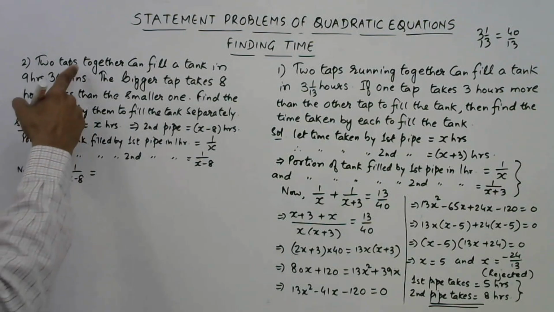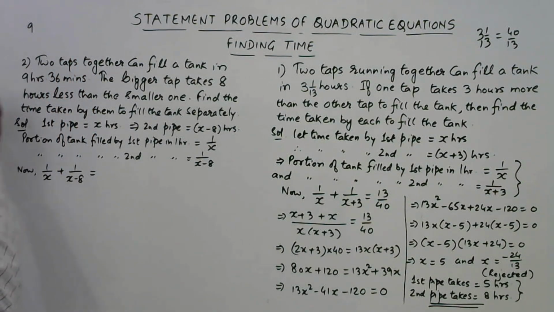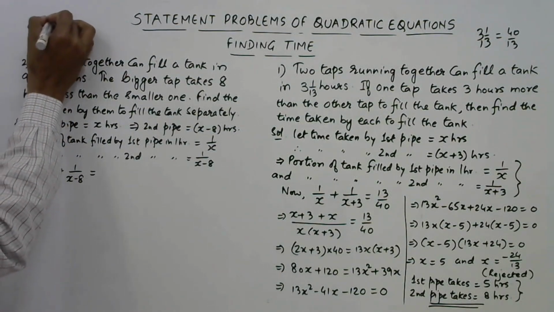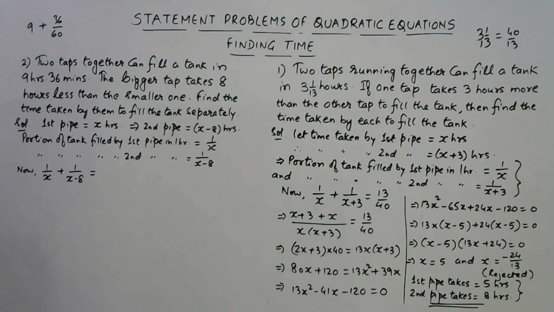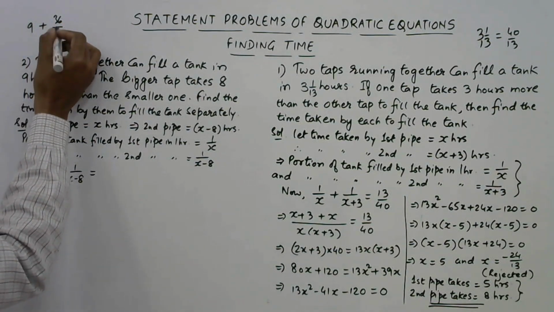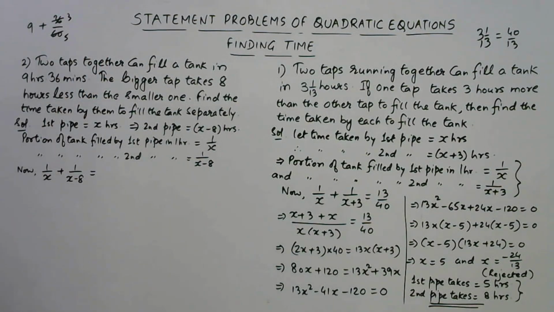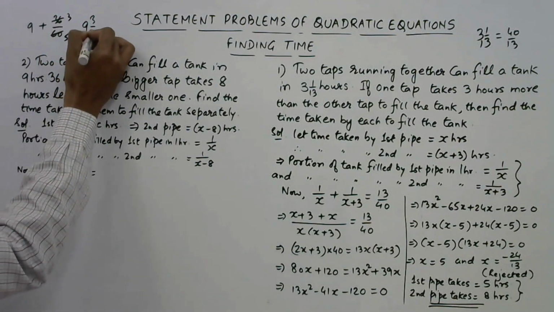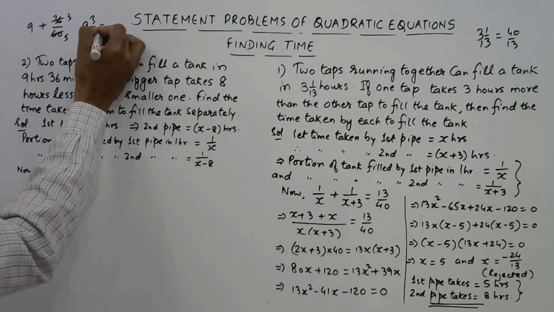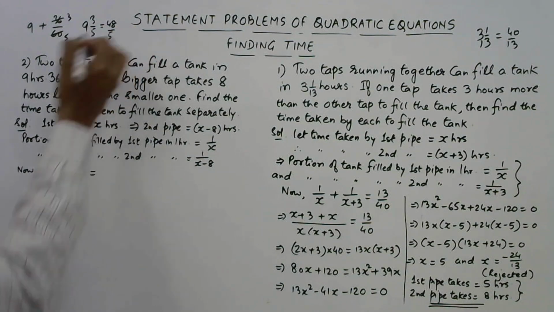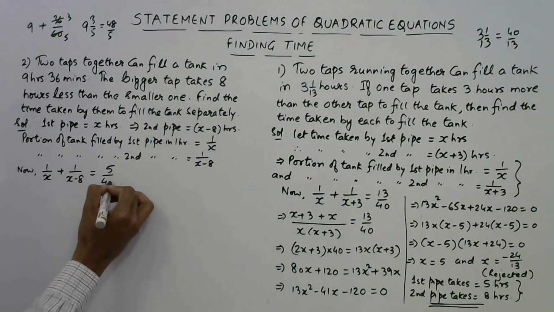The total time given here is 9 hours 36 minutes. So 9 hours and 36 minutes means 9 and 36 upon 60 hours. So you cancel this by 12, 12 3s are 36, 12 5s are 60. So 9 3 by 5. 9 3 by 5 is actually 45 plus 3, 48 by 5. So take the reciprocal here, 5 by 48.